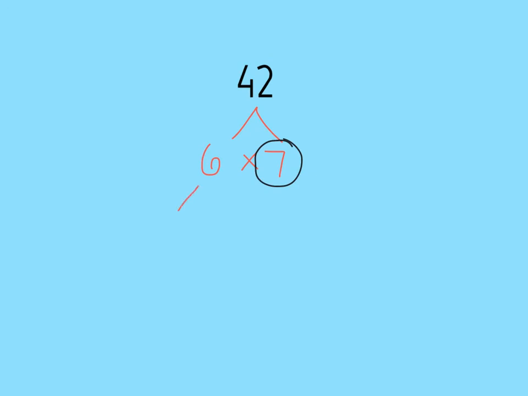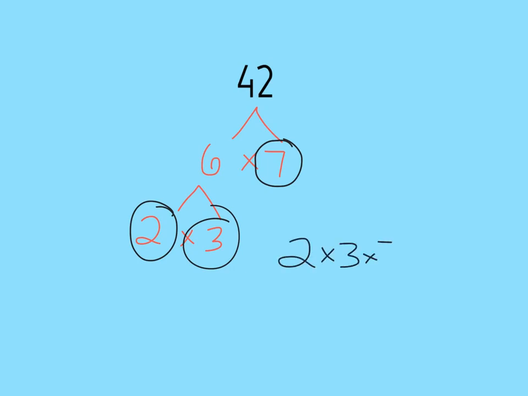6 is not, though, so we have to split 6 into 2 times 3, and then 2 is prime and 3 is prime. So our prime factorization for 42 is actually 2 times 3 times 7, or 2 to the first power times 3 to the first power times 7 to the first power. So the exponents for this one were actually pretty simple. I always circle or box my final answers to make sure it's nice and neat.